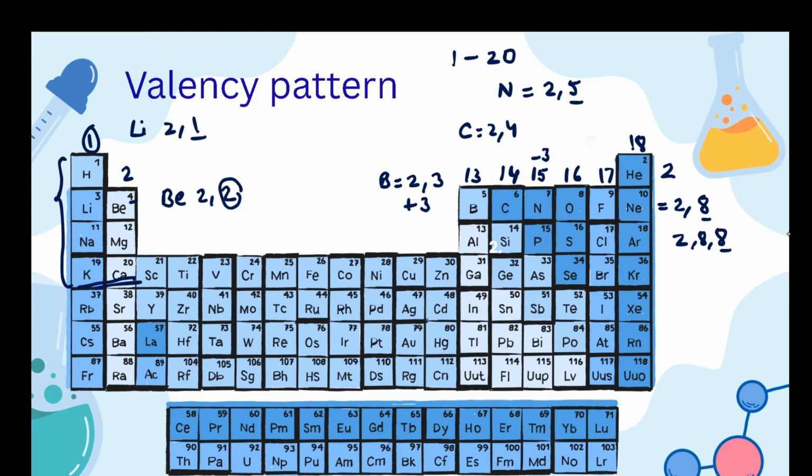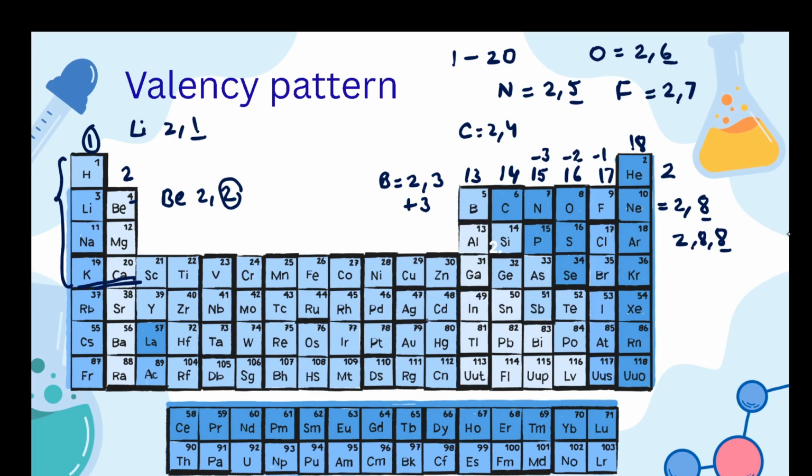Then oxygen, it is 8. Now oxygen is 8, so its configuration will be 2 6. Here it requires how many electrons to complete its octet? 2. So here the valency becomes minus 2. And likewise for fluorine, the configuration will be 2 and 7, and here it requires 1 electron in order to complete its octet, so its valency becomes minus 1.